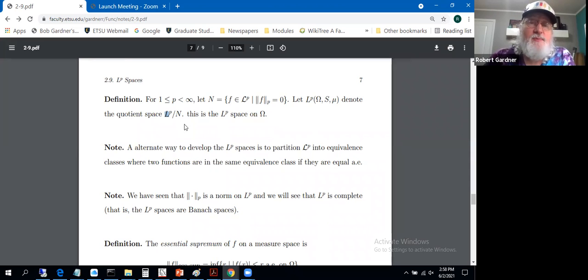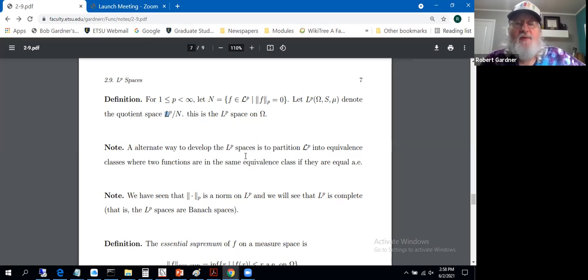Remember, quotient spaces can be interpreted in terms of equivalence classes. And what we're getting out of all of this is an involved way simply to say two functions are in the same equivalence class in the quotient space if they're equal almost everywhere. So if f equals g almost everywhere, in this quotient space, we don't distinguish between f and g. They're both from the same equivalence class.